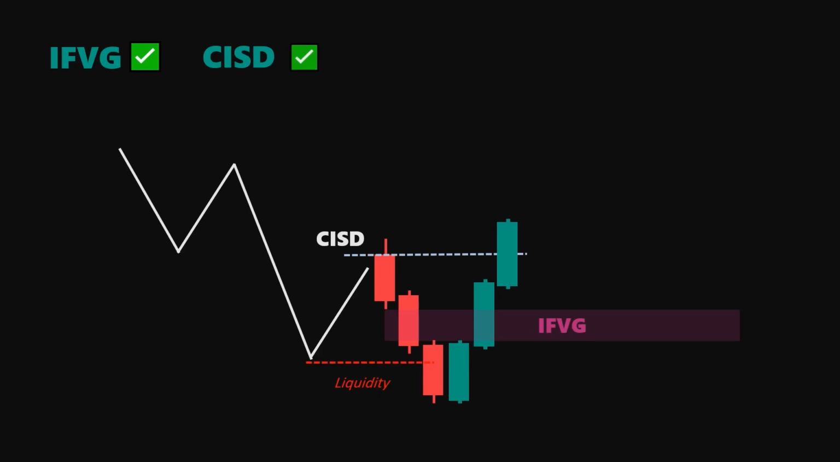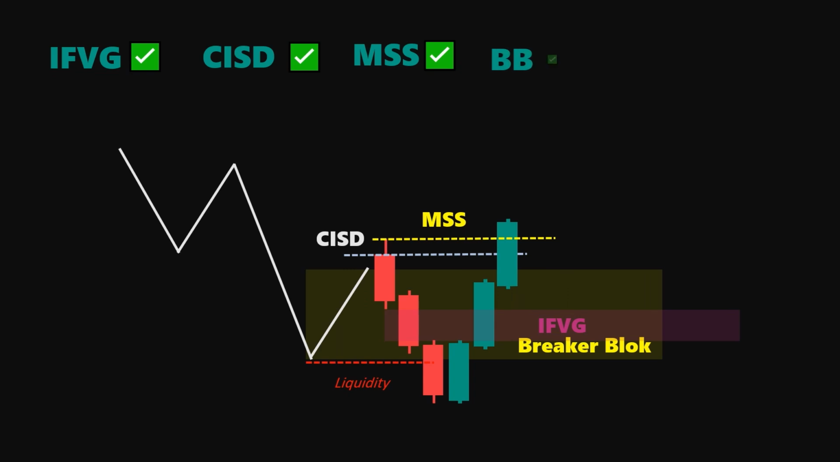3. Market structure shift or MSS. Price closes above the swing high that caused the last swing low. 4. Breaker block formation. After that low, bullish candles create a key support zone. 5. Unicorn entry model. When a fair value gap sits inside that breaker block. Once all 5 pieces are in place, you've got a strong foundation to plan your entry.